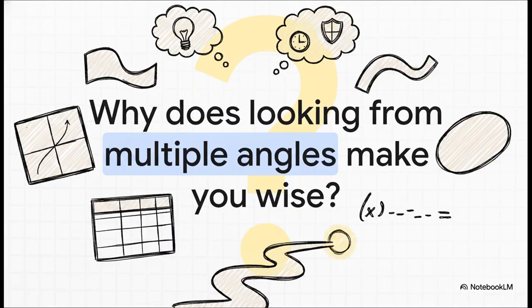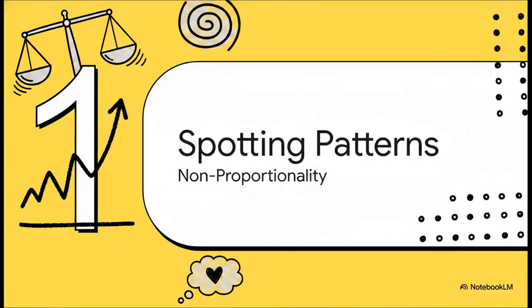Why does looking at a problem from multiple angles actually make you wise? Well, when you can view a single math problem as a table, a graph, or an equation interchangeably, you gain this incredible power to understand it on a much deeper level. You start predicting outcomes, you solve things way faster, and honestly, you completely avoid those silly, simple mistakes because you can instantly cross-check your own work. It's a real game changer. Okay, let's get into it.